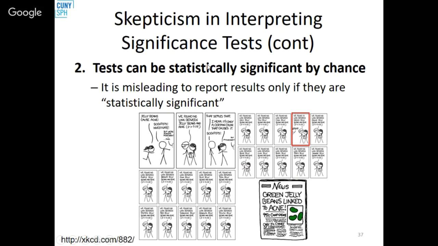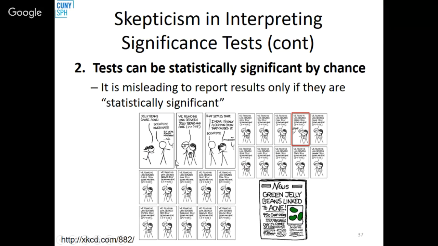Since tests can be statistically significant by chance, there is always a risk that the type 1 error rate that you read is somewhat inflated, because you're not seeing the results that were not significant.